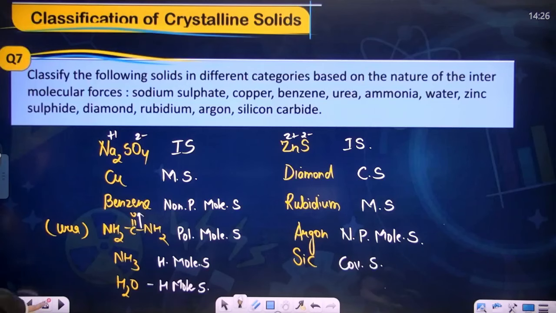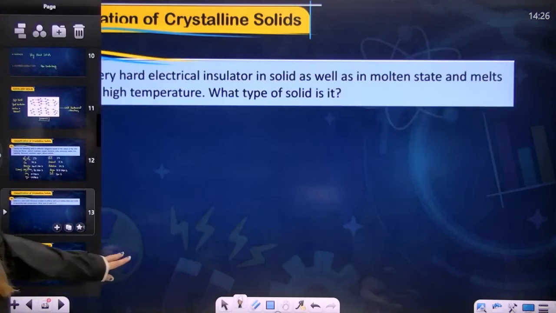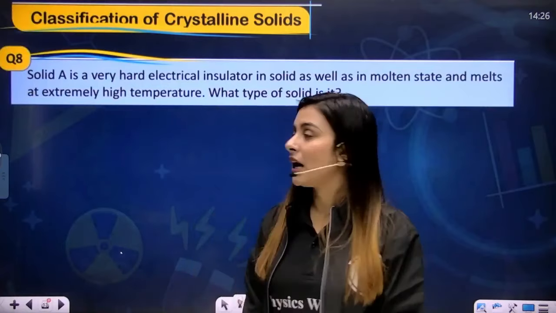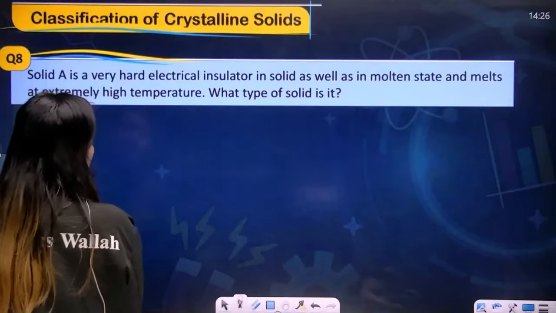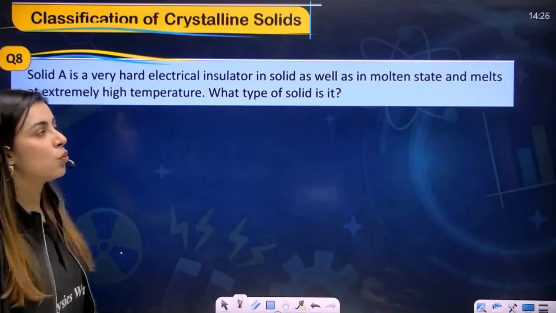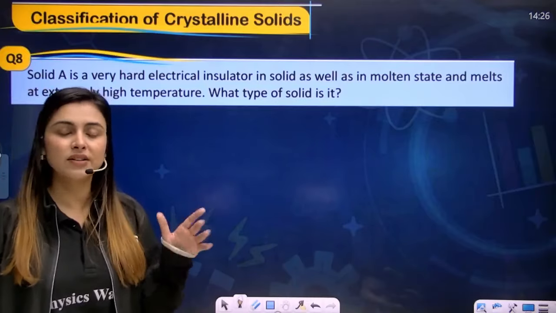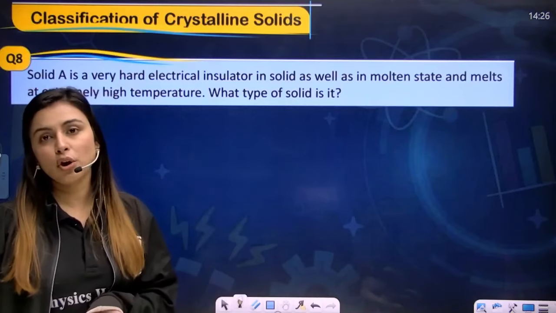I hope you've written it. Let's move forward. Let's try another question. The question says that solid A is very hard. It is an electrical insulator in solid as well as in molten state. You have a solid A which is an insulator. It is not a conductor of electricity neither in solid state nor liquid state.